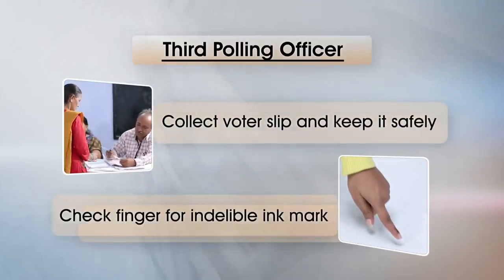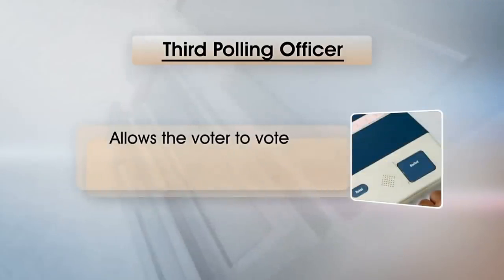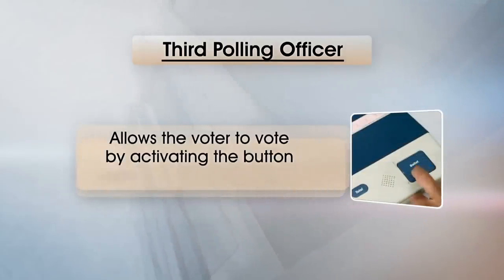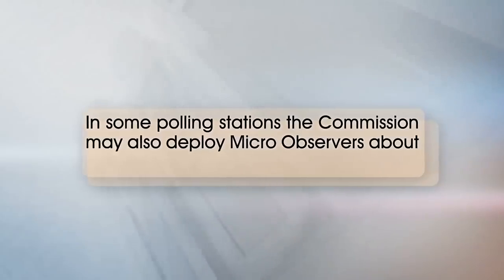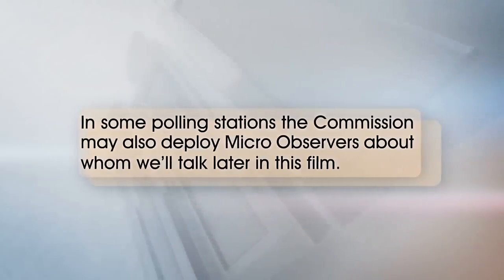Check finger for indelible ink mark. Allows the voter to vote by activating the button on the control unit. In some polling stations, the Commission may also deploy micro-observers about whom we'll talk later in this film.